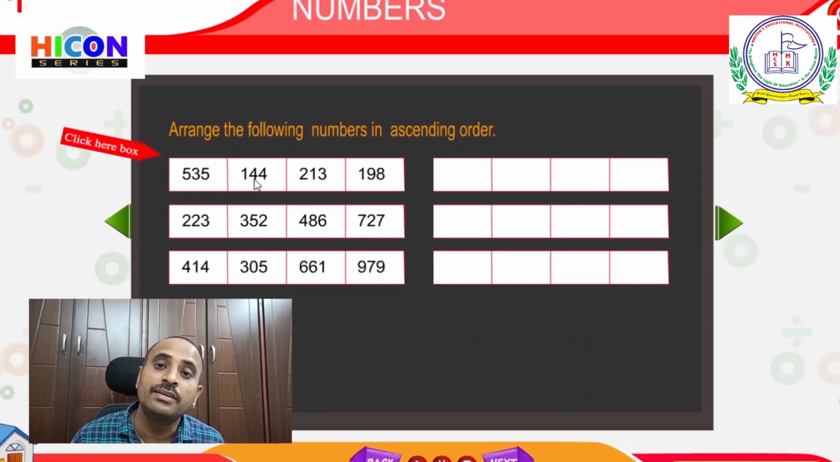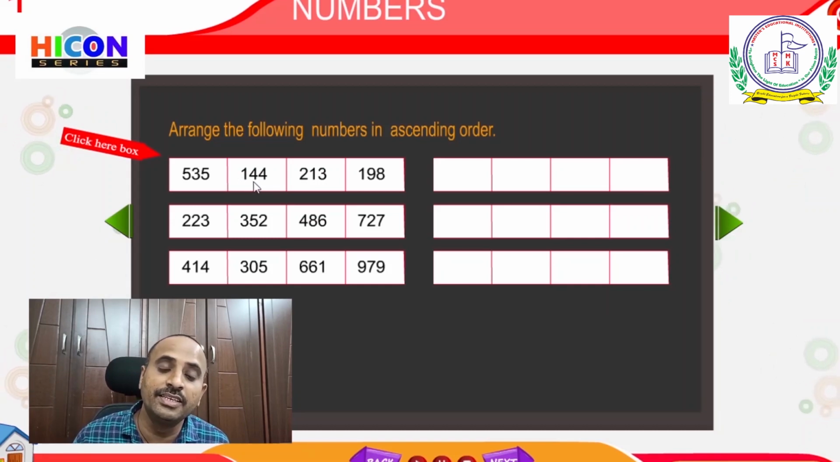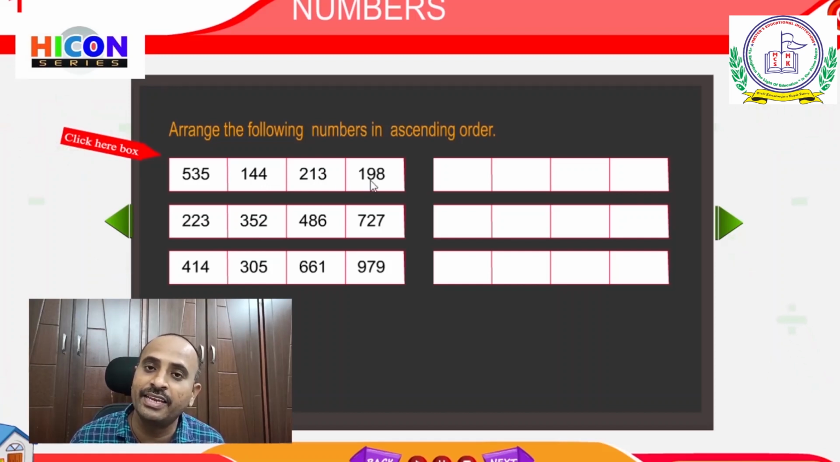Now compare the tens place digit. That means compare the second digit in the 2 numbers. Here the second digit in 144 is 4 and the second digit in 198 is 9. So here 4 is smaller, 9 is greater. So the smallest number among the 4 numbers is 144. And the next smallest number is 198. So children, 2 numbers are completed.